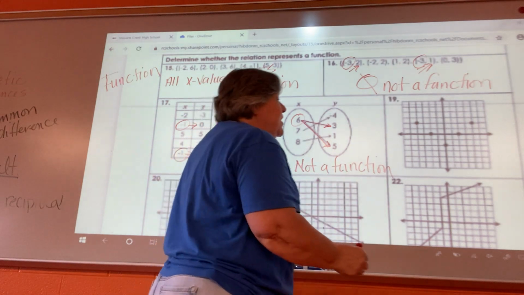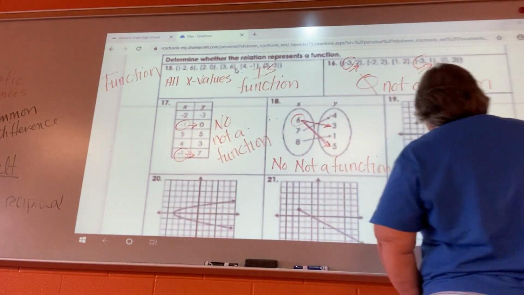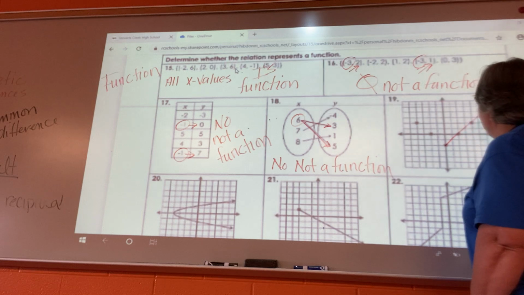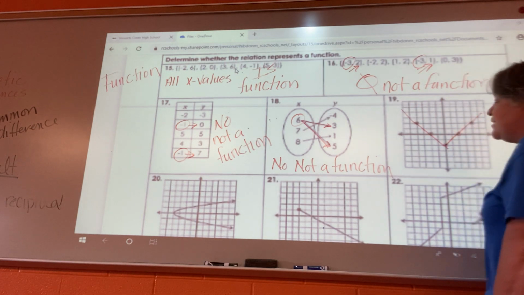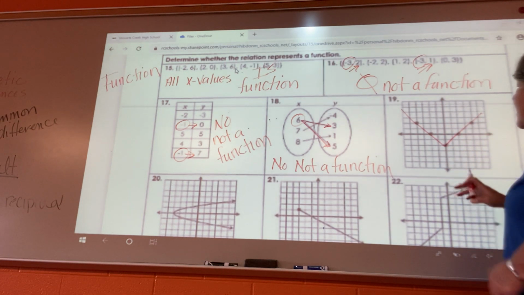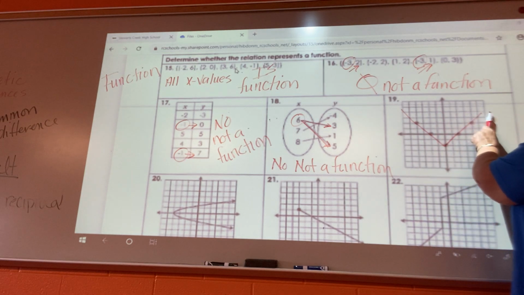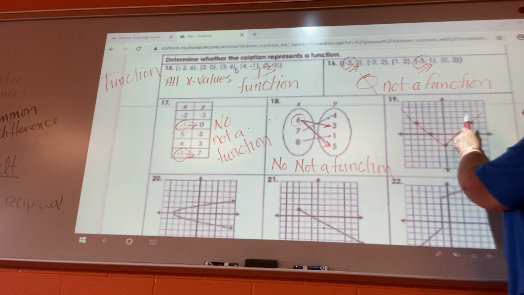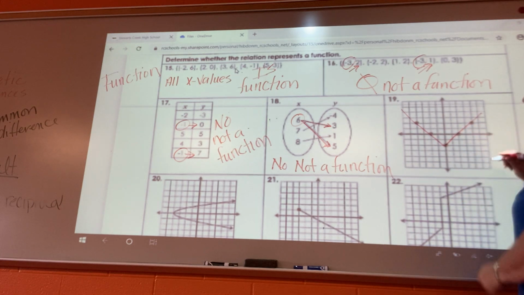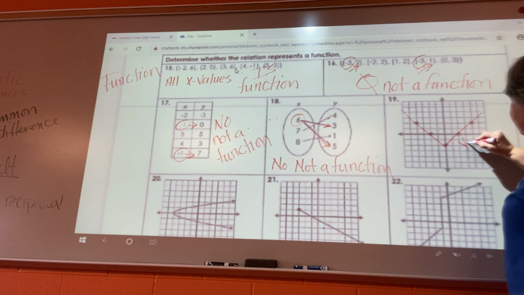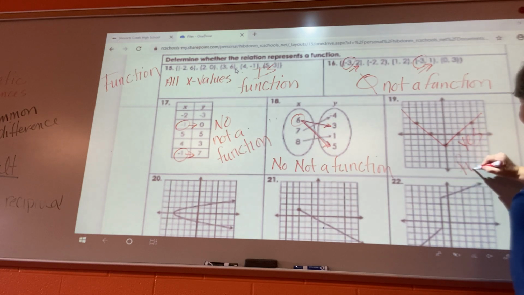On this one, you guys should be able to see this one yourself. These are just points. And we use the vertical line test. The vertical line test is when you take a pencil and you go across this way, and if you don't touch one point more than one time, then it's a function. So this one is, yes, it is a function.